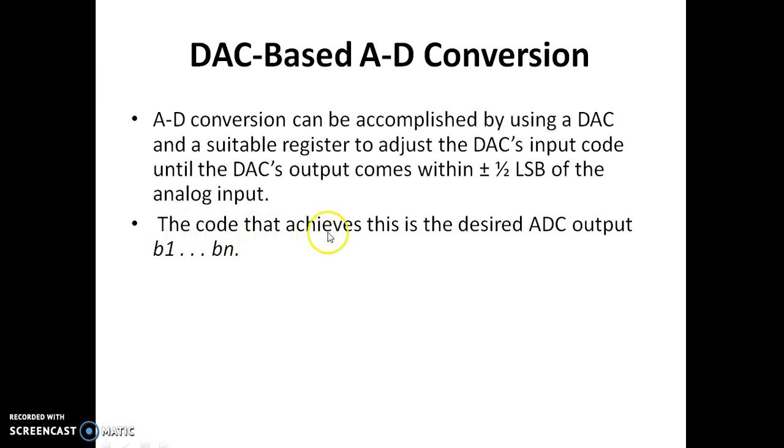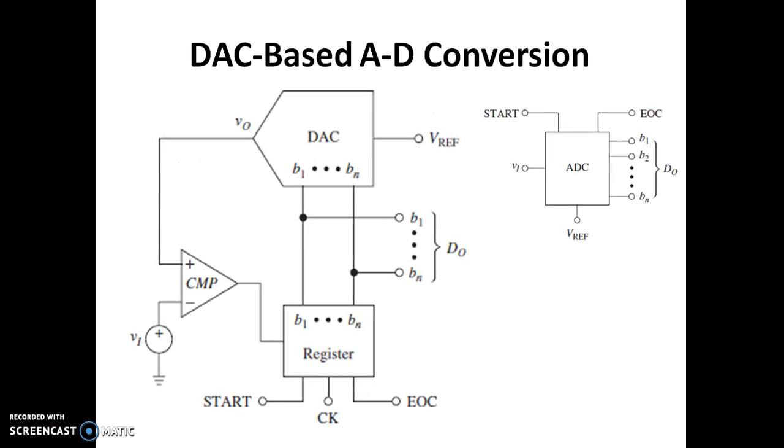The code that achieves this is the desired ADC output, because we allow the ADC to function as long as the difference is plus or minus half LSB. The code that we get from this, as we can see here, B1 to Bn, represents the digital output for the given analog input.